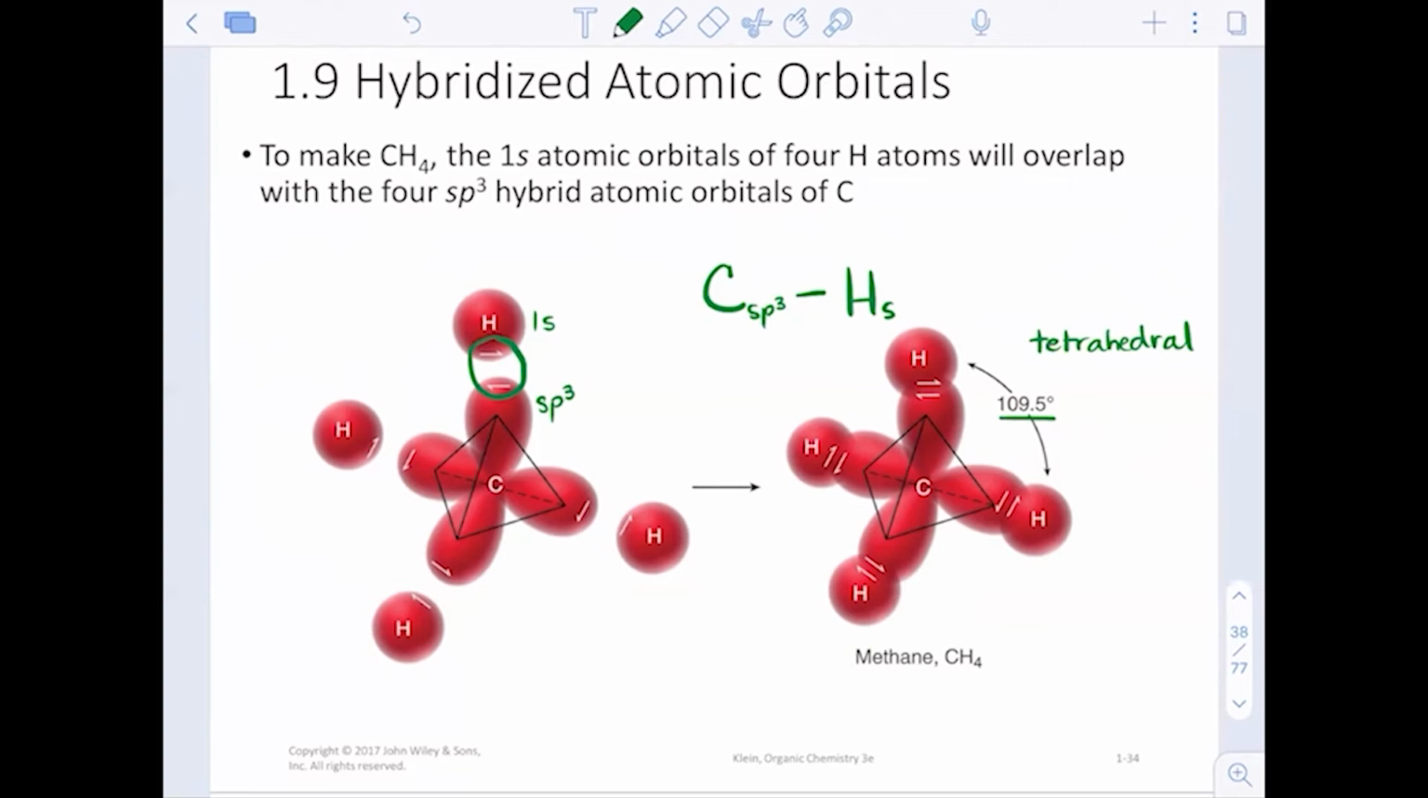Anything that has those 4 groups will be sp3 hybridized. Remember the 4 electron groups for a central atom. It will always be sp3 hybridized, tetrahedral as its electron geometry. We'll talk about molecular geometry in a little bit. And then 109.5 degrees for the bond angle.